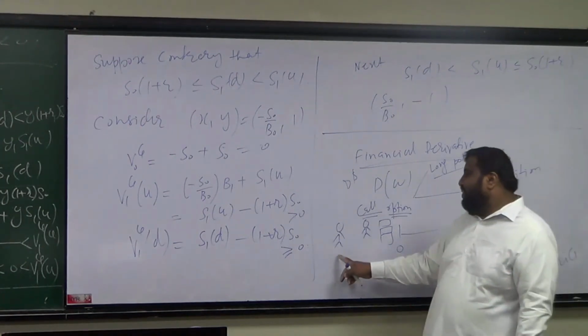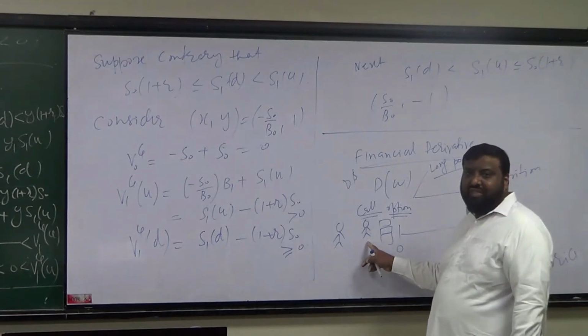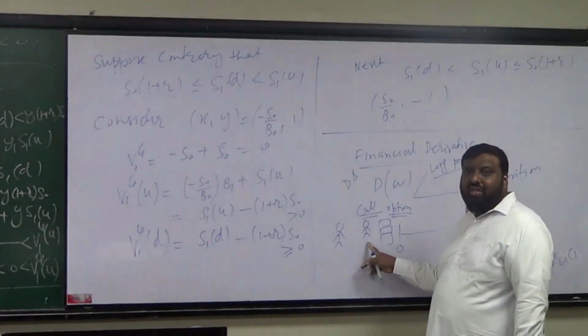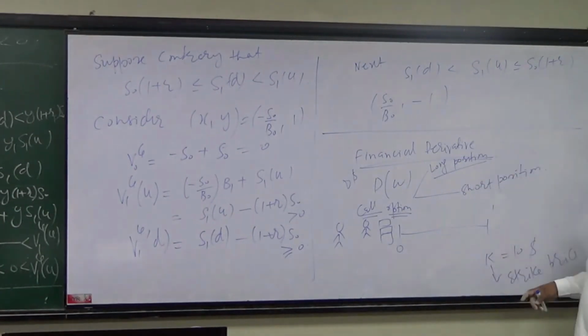When is this guy surely going to buy the stock from this guy? When the market price is greater than the strike price. You're going to say, give me the stock at this price. He's going to exercise his option. And if the price of the security is smaller than the strike price, the option is worthless. Are you getting the point?